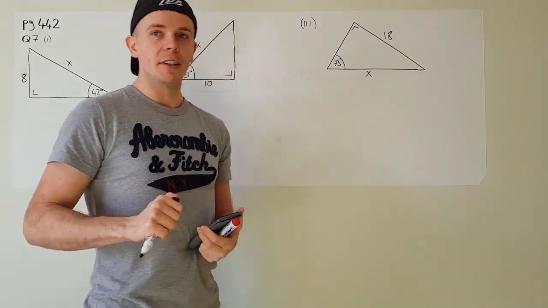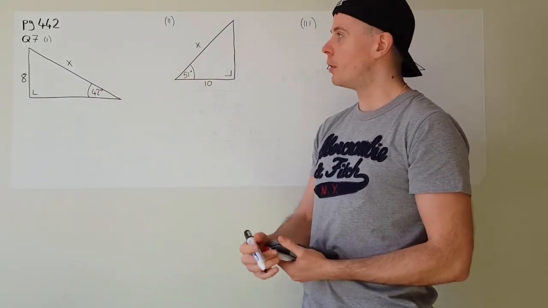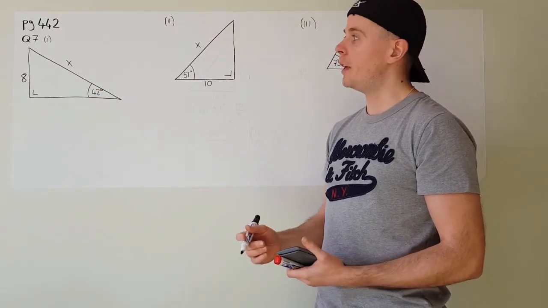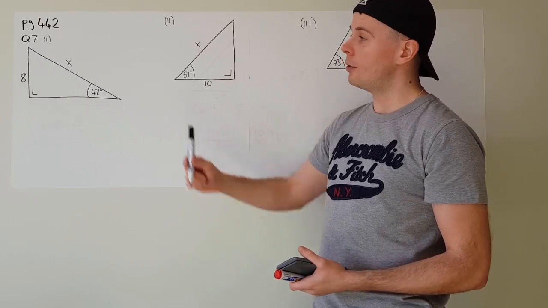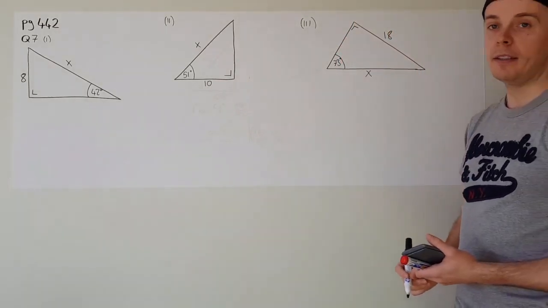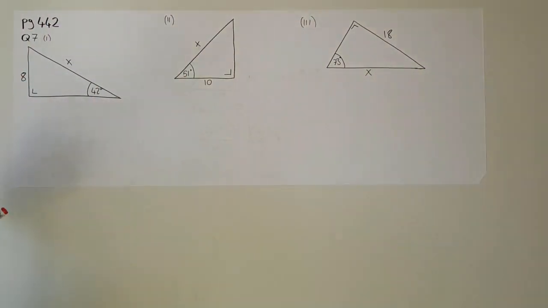Starting off, we have page 442, and we're going to have a look at question 7. Again, trigonometry, all based on right angle triangles. In each case you can see that x is the hypotenuse, so we're going to find the hypotenuse x in each of the 3 cases.